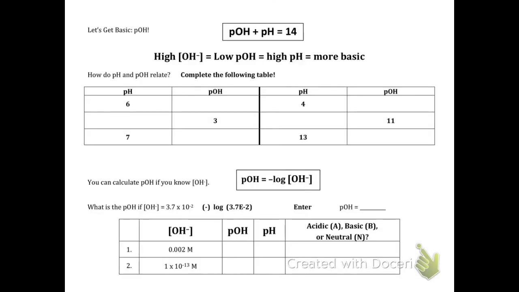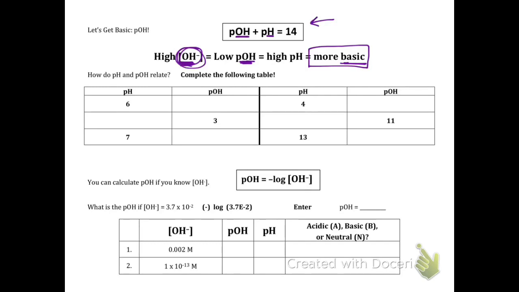We also can learn about pOH. So we already learned about pH. There's something called pOH, which tells us the power of hydroxide, which is the other side, right? So if you have a high hydroxide concentration, you're going to have a low pOH, which means you have a high pH, therefore it is more basic. Basically, the more OHs you have, the more base it is. Okay? Now, the equation to link pOH and pH is that if you add them together, you get 14.